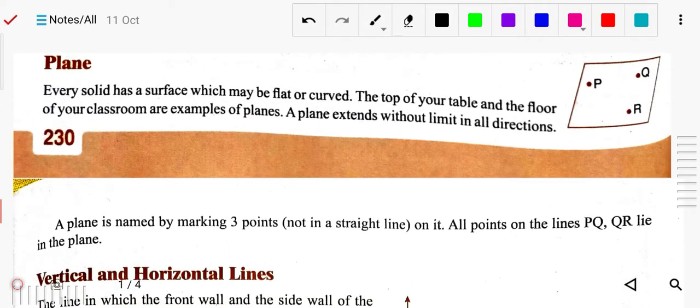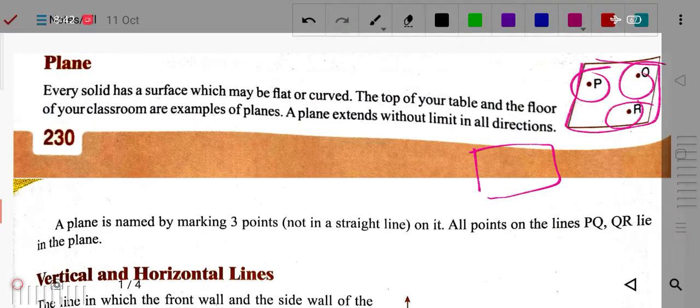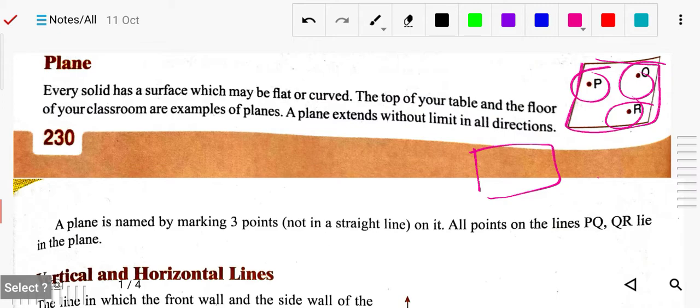So plane: every solid has a surface, which may be flat or curved. The top of a table and the floor of your classroom are examples of a plane. A plane is where points exist, like this is the plane, and here are points P, Q, R, which are available there. So this is your plane.